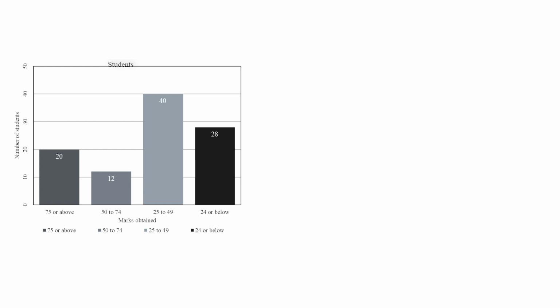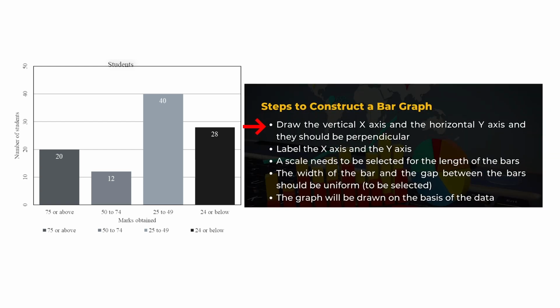Now this is just a demonstration of a bar graph, and these are the steps to construct a bar graph. For example, on the left-hand side you see a demonstration. We have the marks obtained on the x-axis, and the number of students on the y-axis. So this has to be decided, okay? Then the x-axis and the y-axis should be perpendicular. We have to label the x-axis and y-axis. We have done it here. And a scale needs to be selected for the length of the bar. So it has to be proportional. It should not be disproportional. Otherwise, the data will not be represented properly, and it might not be appealing.